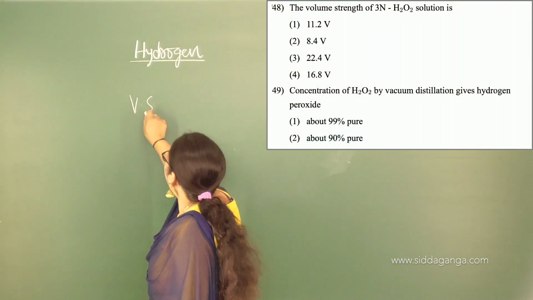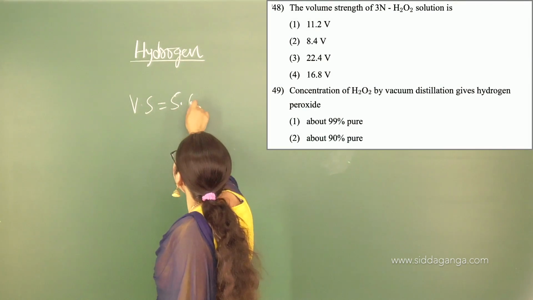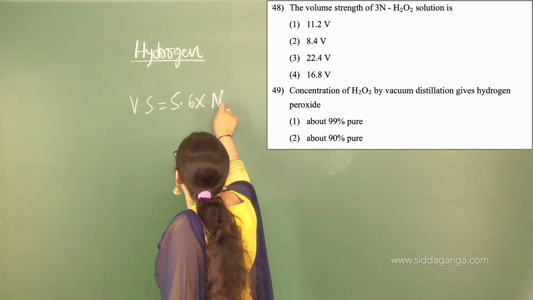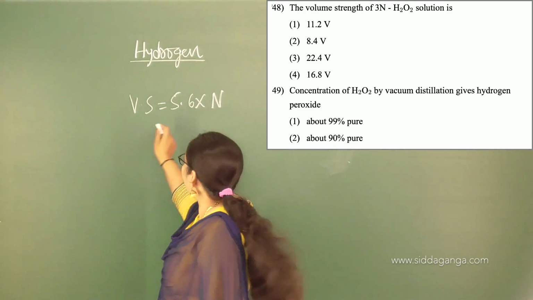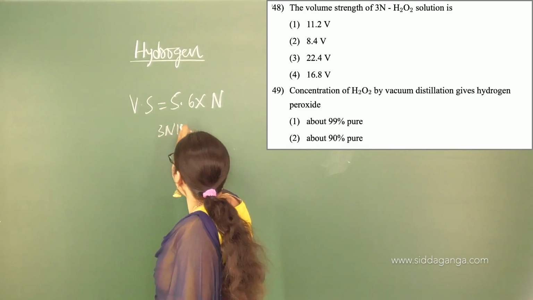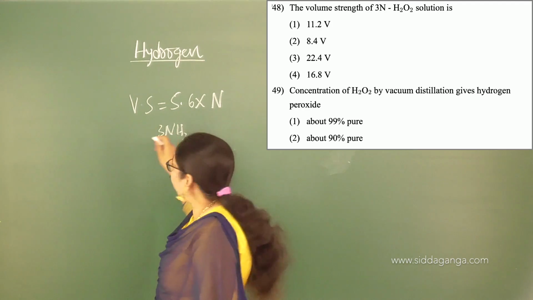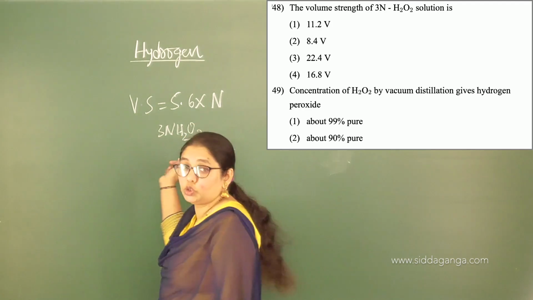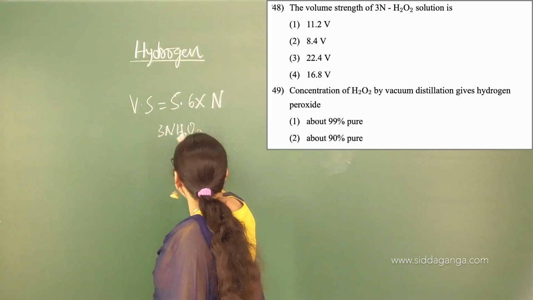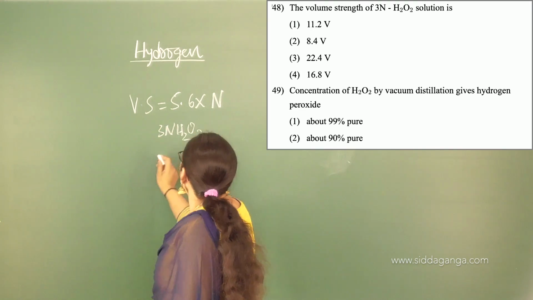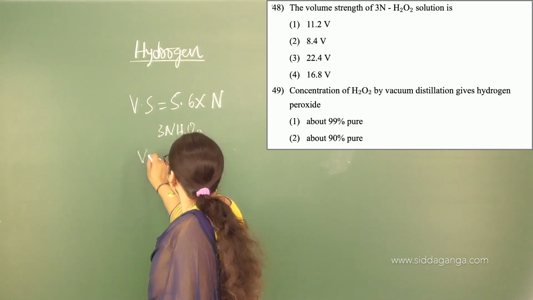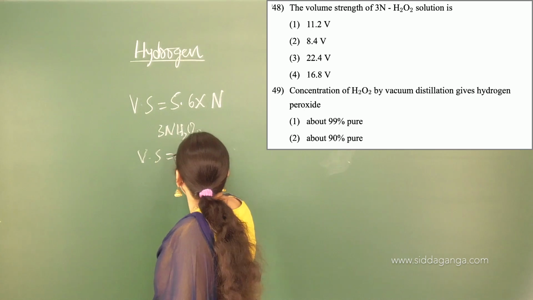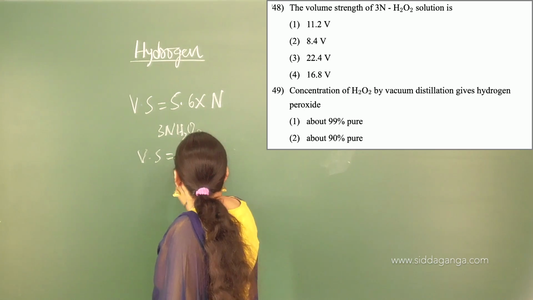So you know that volume strength is equal to 5.6 into normality. The question gives 3 normal H2O2 solution. What is the volume strength of 3 normal H2O2? Very simple question. Just rearrange this. They have given the normality, you have to calculate volume strength. That is equal to 5.6 into 3.